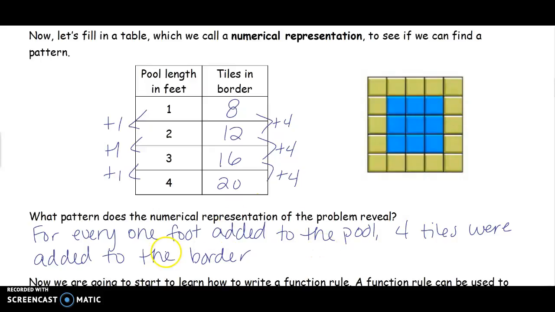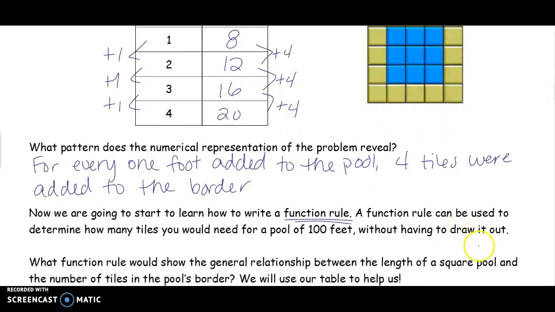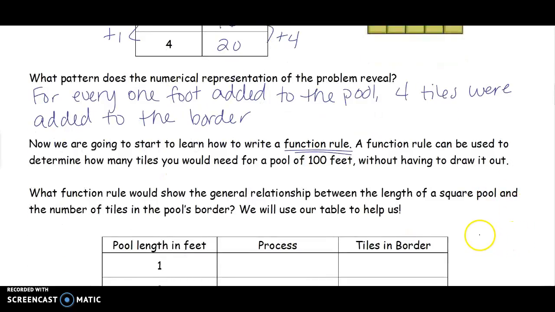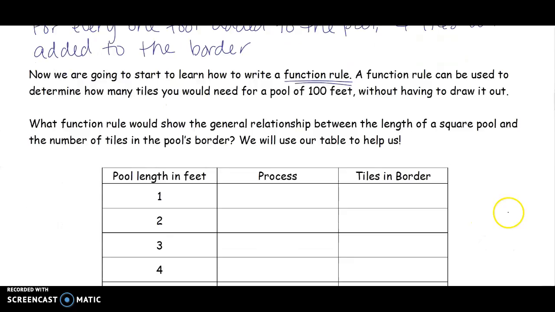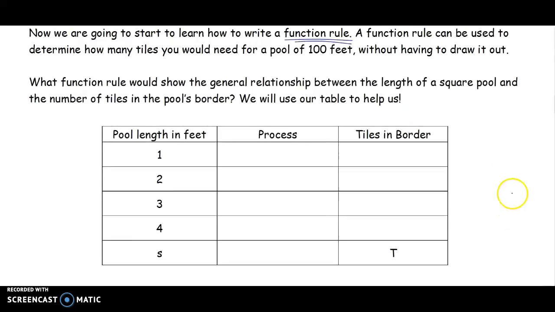So what this is going to help us do is this pattern and our tables, our numerical representation is going to help us write a function rule. A function rule can be used to determine how many tiles you would need for a pool of 100 feet without having to draw it out. Because if I asked you to draw out a 100 by 100 pool, you guys would look at me and say, oh, you're crazy. So that's not going to happen. So again, we have already seen these numbers, but we have to figure out how we got to them.